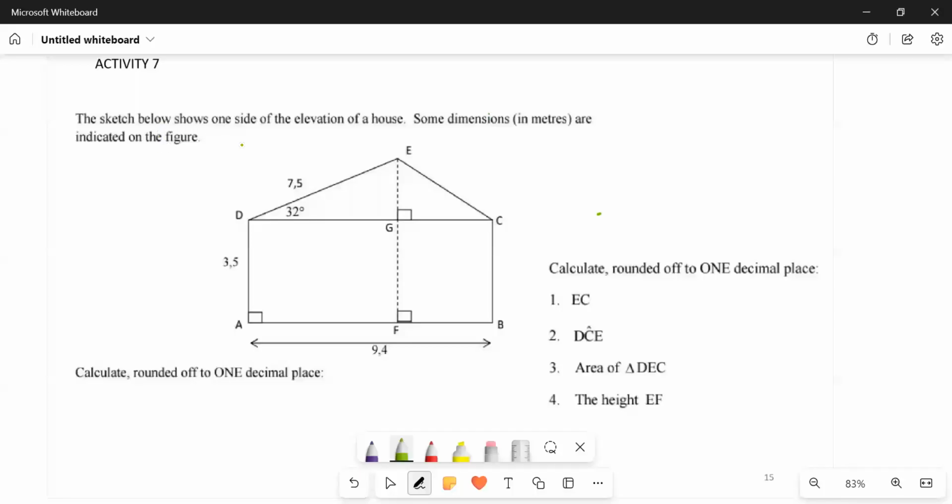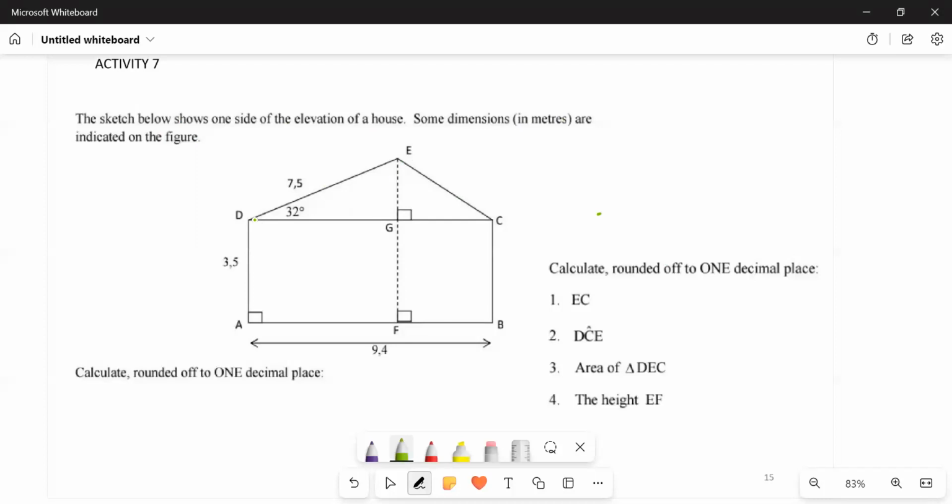Say the sketch shows one side of an elevation of a house. Some dimensions in meters are indicated in the figure. So this can be the roof of the house, okay? And then this can be the wall of the house. And then they say calculate, rounding off to 1 decimal place. So you're going to calculate EC to 1 decimal place, okay?